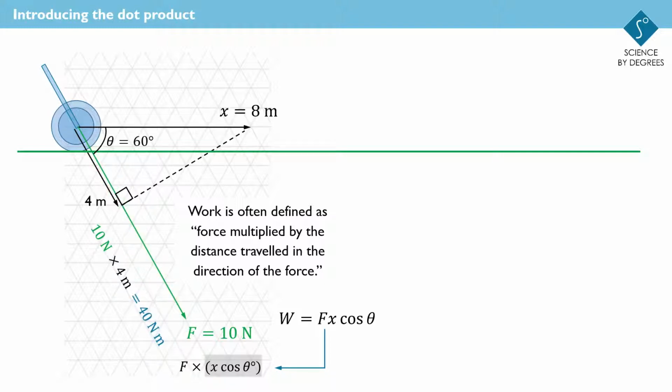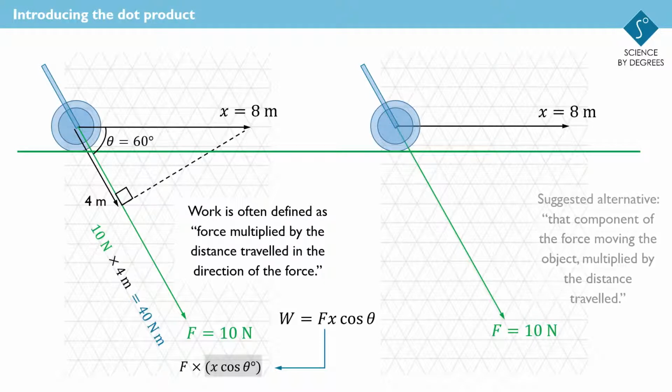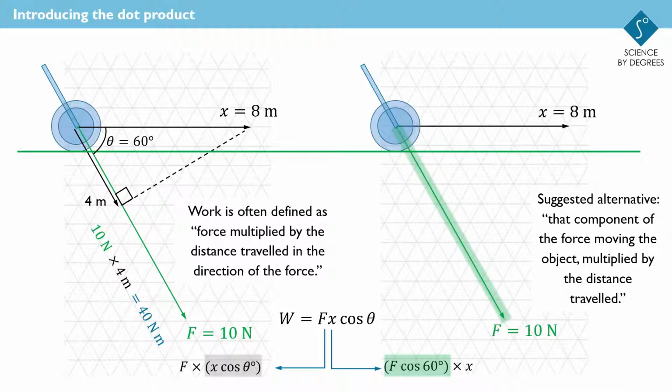However, you might find it conceptually simpler to think of work as that component of the force moving the object multiplied by the distance moved. This corresponds to interpreting the equation W equals Fx cos theta as W equals F cos theta multiplied by x. In our example, the component of the force that is actually doing the moving is 5 newtons, and this multiplies by 8 meters to provide the same answer as before. But whichever version you prefer, they both follow the same recipe.